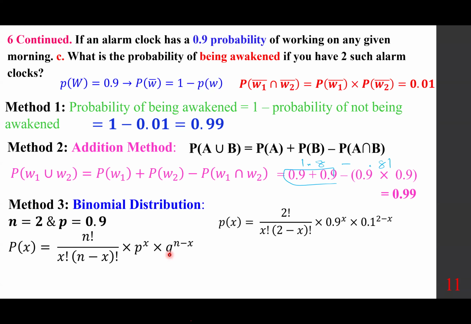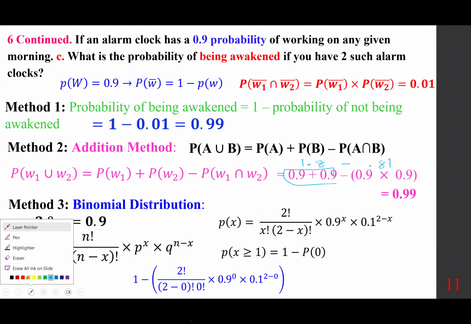And probability of X larger than or equal to 1. Because that means probability of X equals 1 plus probability of X equals 2. So into this formula, you have to put 1 and then 2 and add them up, or 1 minus probability of 0 is easier. So plug in 0 and subtract it from 1. When we do that, I hope you see that 0 factorial is 1, this is 2 factorial, so this is 1, this is also 1. So it's 0.1 squared, which is 0.01, 1 minus that, same answer, 0.99.